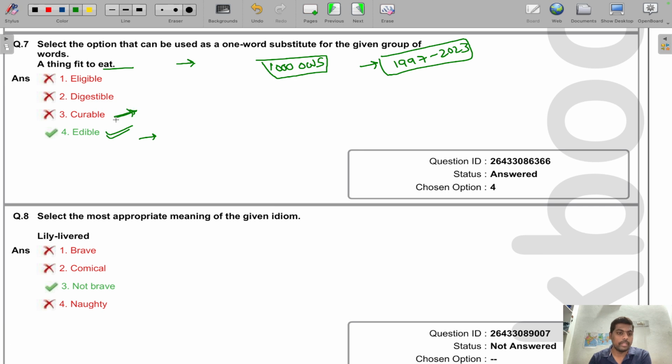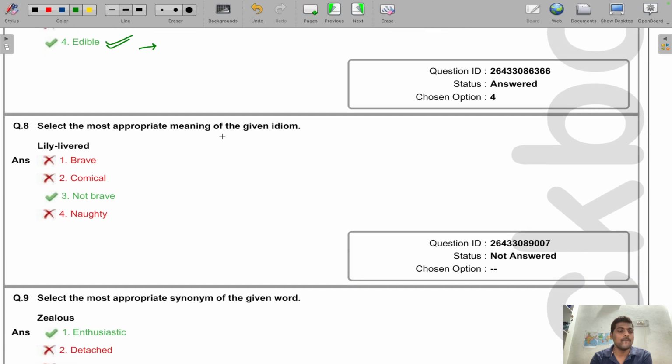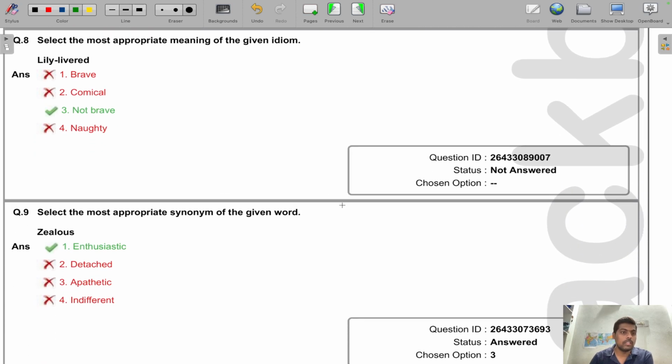Curable means a thing that can be cured. Digestible means a thing that can be digested. And eligible means if a person is qualified, we can say that person is eligible. Let us see the next one, guys.